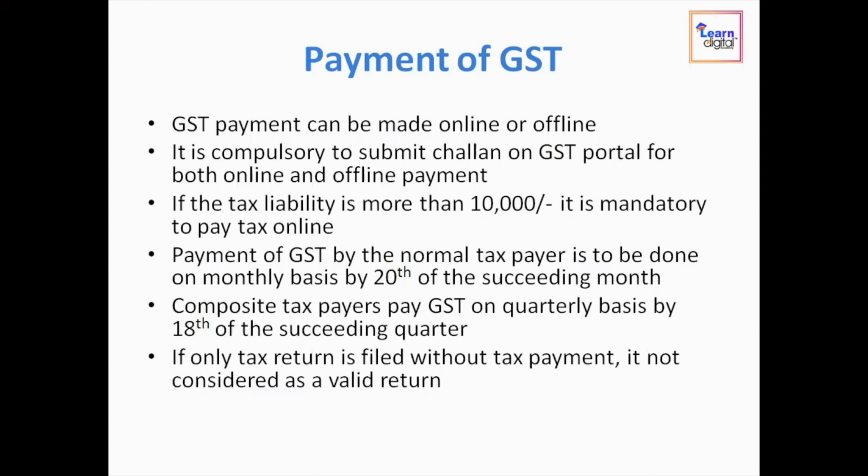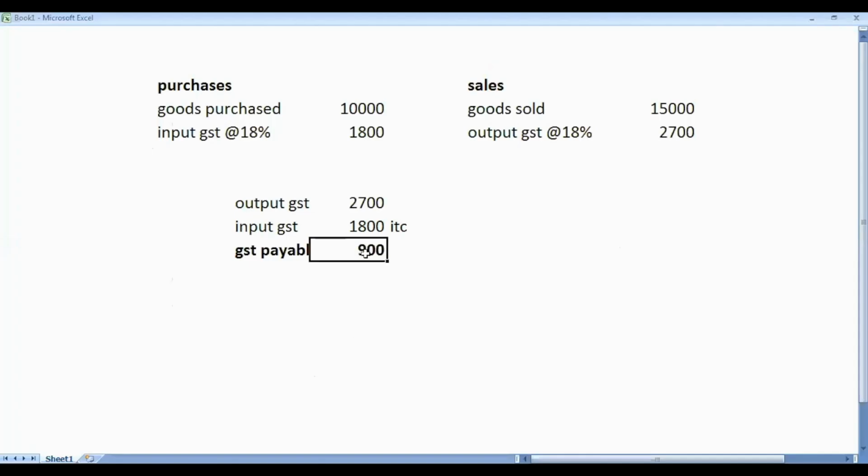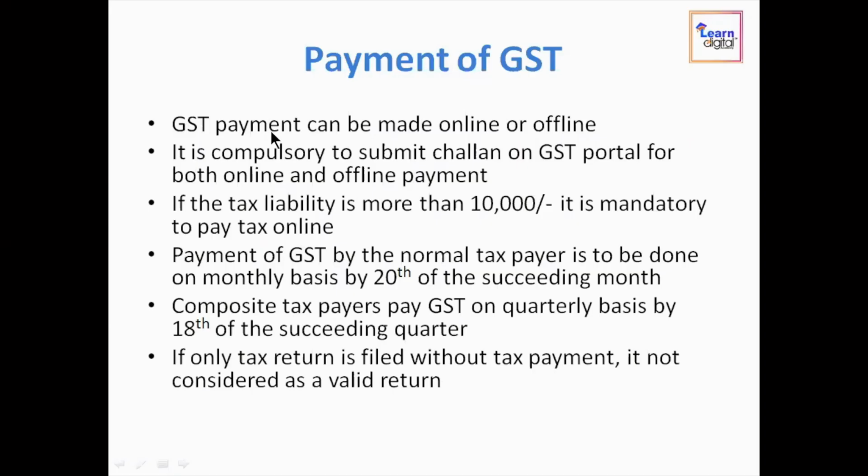So, payment of GST. GST payment can be made online or offline. So this 900 can be paid to the government either online or offline. There are different types of options available. We can pay through credit card, debit card. We can have the e-ledger also. Electronic ledgers are the statements available which can be used for paying the GST amount.